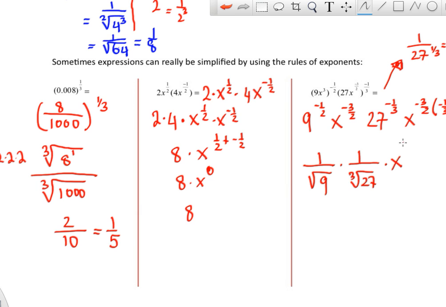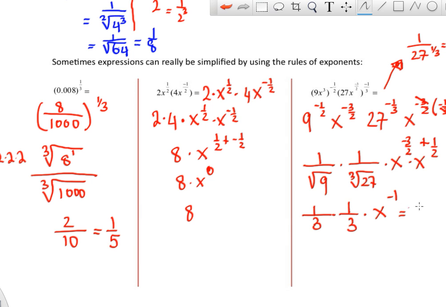And then I get a negative 3 over 2 with an x. So that's this one. And then here, let's simplify a little bit, and a negative times a negative makes a positive. So it gives me one other x, and then the exponent for that is a half. But the square root of 9 is 3, so that's 1 over 3, times the cube root of 27 is also 3, so that's another 1 over 3, times x, and the negative 3 over 2 plus a half is actually negative 2 over 2, so that's a negative 1.